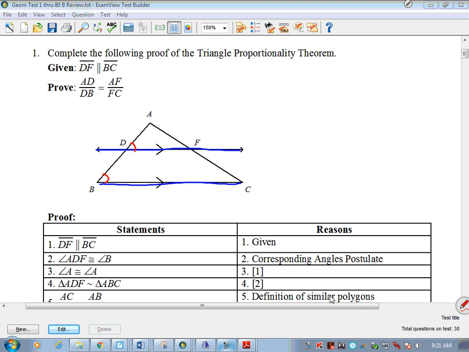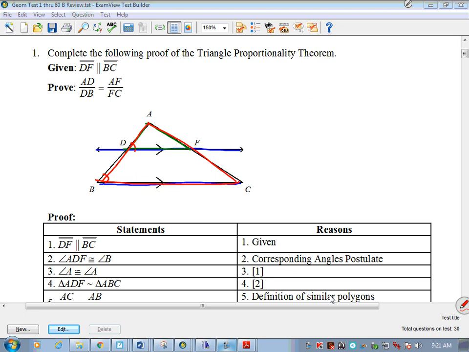Corresponding angles are congruent. Because ultimately, what we are getting out of this, notice that they're saying AD over DB is proportionate to AF over FC. So what they are getting you to is showing you that this triangle right here is proportional to this triangle right here. So by the time we get to 3, notice it's saying angle A is congruent to angle A.